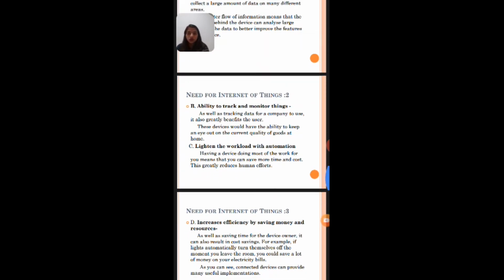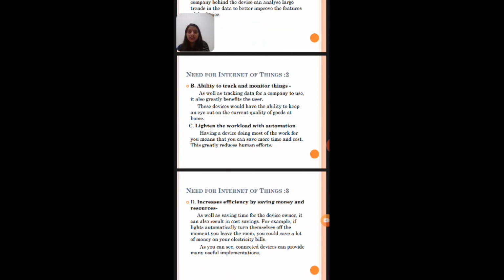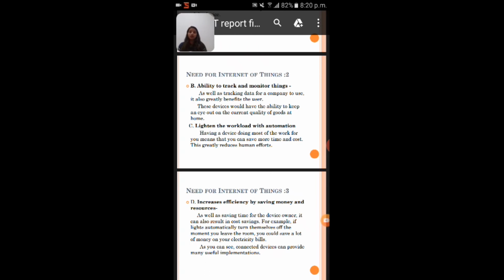Lighten the world with automation. Having a device doing most of the work for you means that you can save more time and cost. This greatly reduces human effort. We all want devices which give us less human effort. In today's world it is very important to have such devices, which will reduce our time.